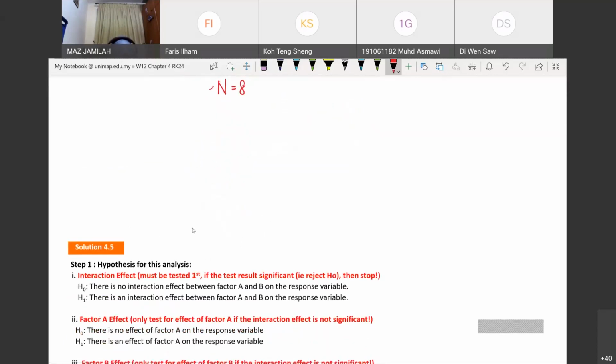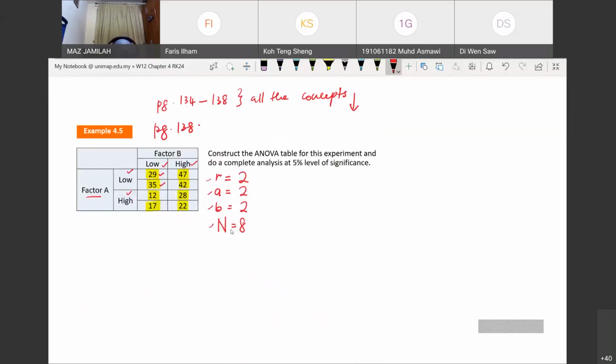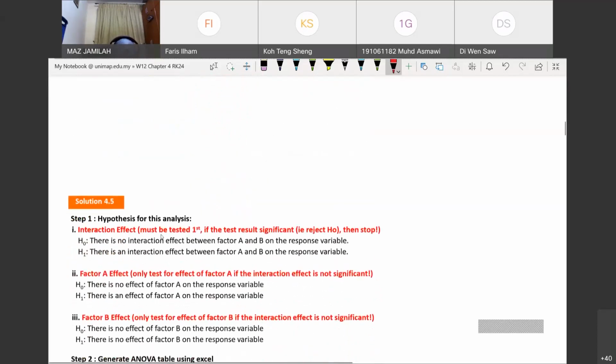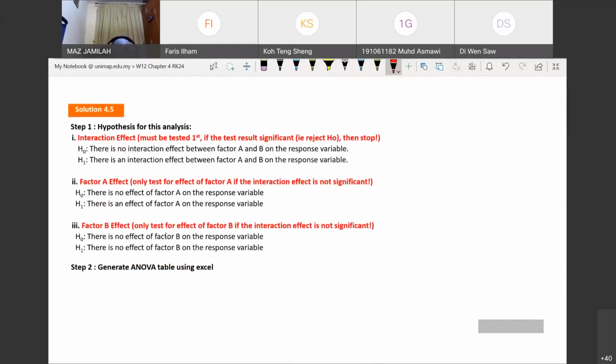Now, how can we solve the equations for two-way ANOVA, knowing that we are dealing with two factors? As usual, we are going to start with the statement of hypothesis. Since we are dealing with factor A, factor B, and interaction, the way we set the hypotheses will always begin with the interaction, followed by factor A and then factor B.